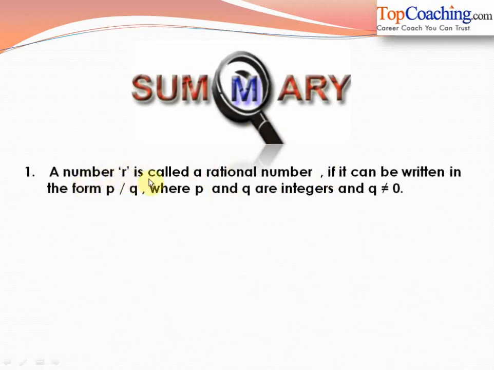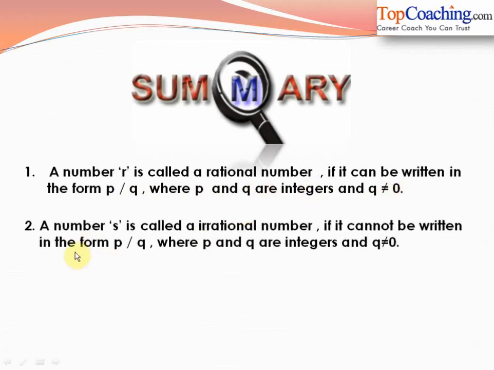A number r is called a rational number if it can be written in the form of p by q, where p and q are integers and q is not equal to 0. So any number r is a rational number if it can be expressed in the form of p by q, where p and q are integers and q is not equal to 0.